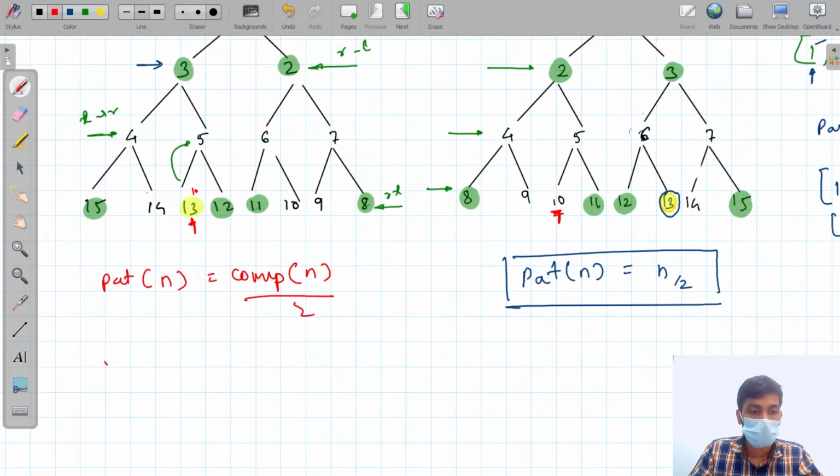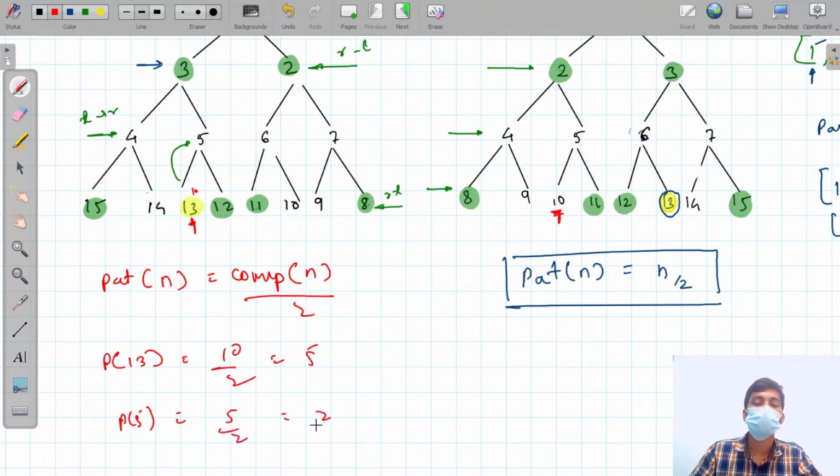Let's put this formula at the place of 13, then you will understand more clearly. Parent of 13 is nothing but the complement of 13, which is 10, as we have just seen, by 2, which is nothing but 5. The answer is coming as 5. Now let's put this 5. Parent of 5 is nothing but the complement, that is 5 by 2. It is 2.